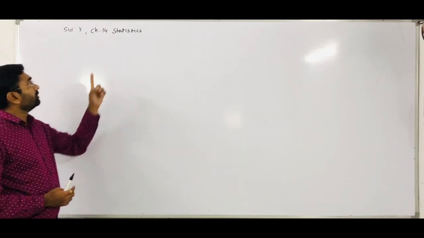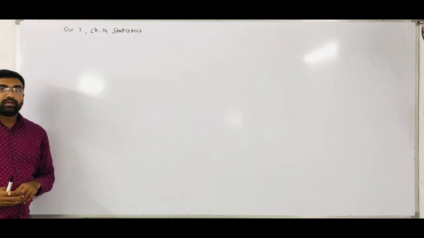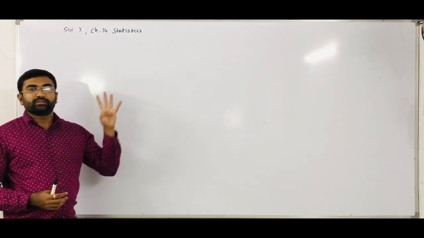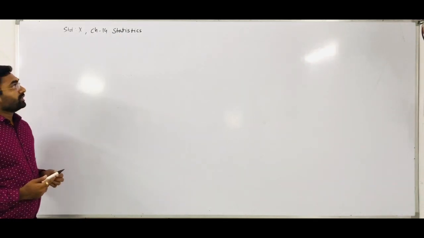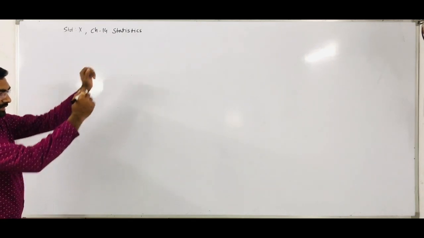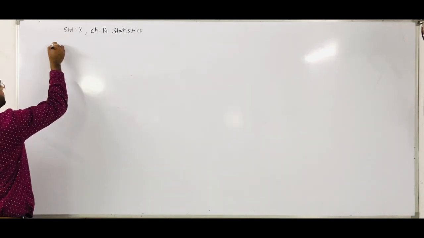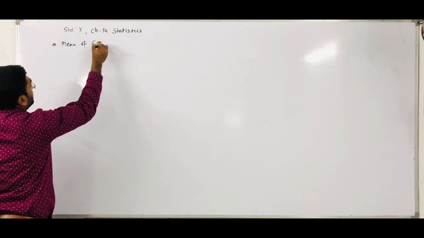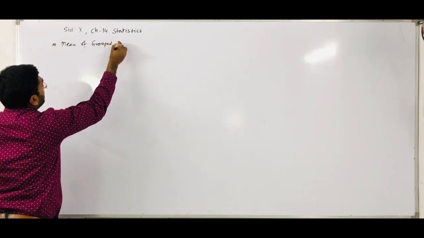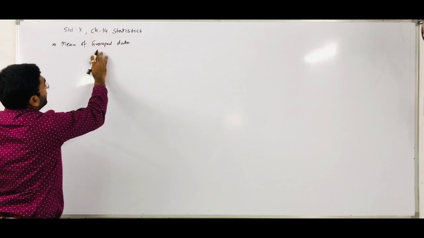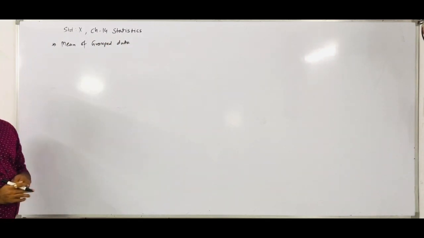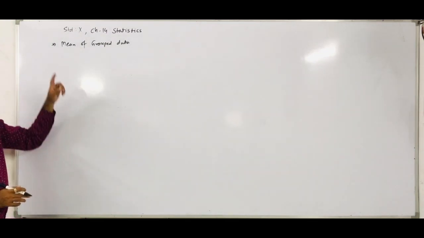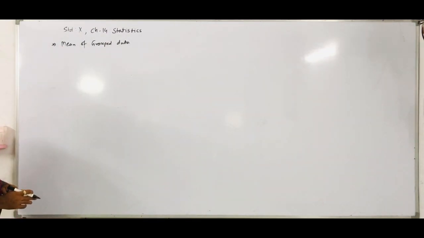Now in 10th standard, what do we have to learn? Four points are there which you have to study in standard 10. Which four points? See, the first point is the mean of grouped data. If grouped data is given, then how can we find out its mean? That we have to discuss in chapter number 14, right?